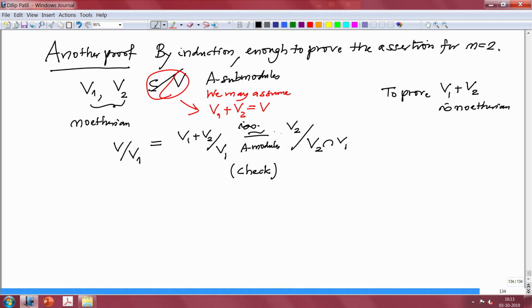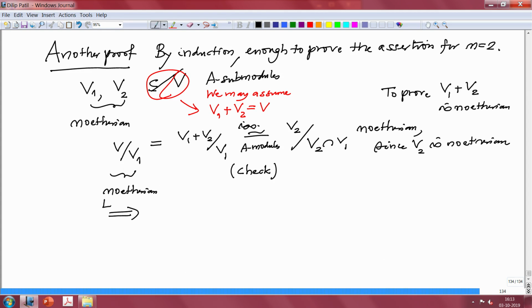Now V2 is Noetherian, we have given. So the quotient module of V2 is also Noetherian, since V2 is Noetherian. Therefore, V by V1 is Noetherian. We have proved V by V1 is Noetherian. But V1 is Noetherian, given, and the quotient module is Noetherian. So that implies by the lemma V is Noetherian. V, which is equal to V1 plus V2, is Noetherian.